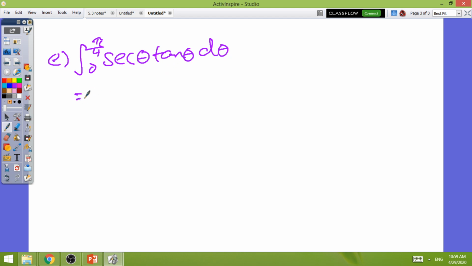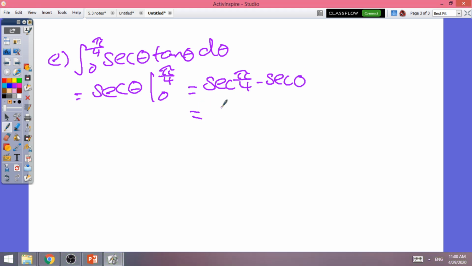So once you integrate this, secant and tangent, remember that it's secant, because the derivative of secant is secant and tangent. So again, this one is bounded from 0 to pi over 4. So just rewrite it. So FTC part 2, secant of pi over 4 minus secant of 0. So secant of pi over 4, so secant of 45 degrees. So cosine of 45 is root 2 over 2. So the reciprocal of that is 2 over root 2, which is root 2.